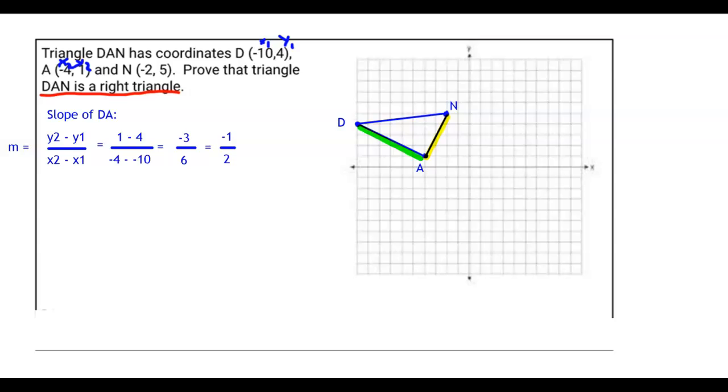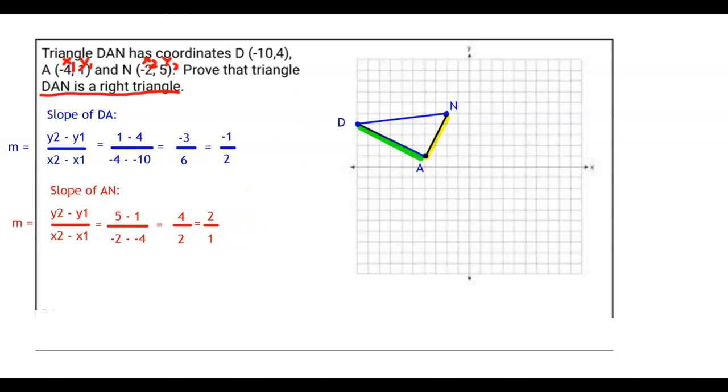So speaking of the slope of AN, let's find that now. And I'm going to write down the slope formula first, which is y2 minus y1 over x2 minus x1. And now I'm going to have to change my labeling here because my x1, y1, and my x2, y2 are going to be different. Now I relabeled A and N as my x1, y1, and x2, y2 respectively. 5 minus 1 on the top, negative 2 minus negative 4 on the bottom. Simplify that using your calculator and you get 4 over 2, which simplifies to 2 over 1.